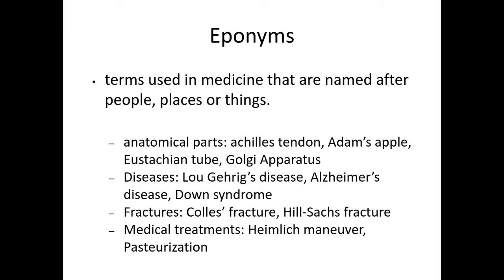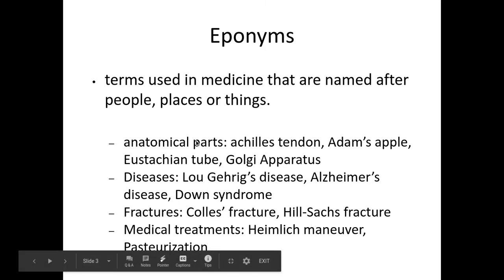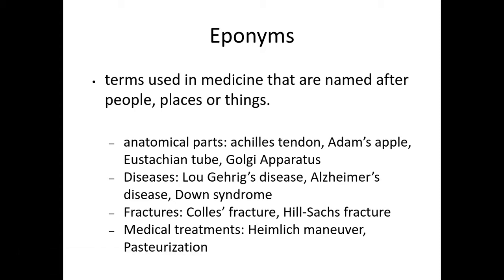All right, so the very first thing I want to talk about are your eponyms. These are terms used in medicine that are named after either people, places, or things. What I have below are just a couple examples. You guys do not need to write all of this stuff down, just maybe a couple of them. You have eponyms for anatomical parts. Anatomy is just different body parts. Achilles tendon would be an example of this. Adam's apple would be another one. Eustachian tube, Golgi apparatus, all of these words sound really weird, but they're named after people.